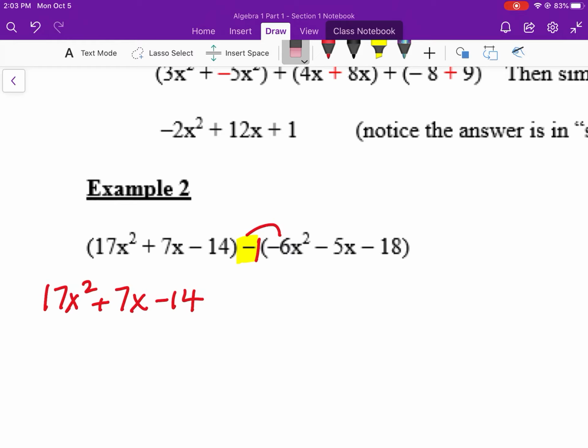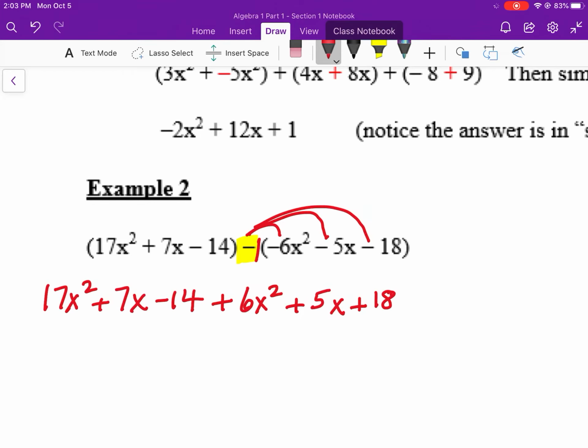I'm going to distribute -1 times -6x squared. Negative times negative makes positive 6x squared. Then I'm going to do -1 times -5x. Again, negative times negative is positive 5x. And then -1 times -18 is going to change that to positive 18.